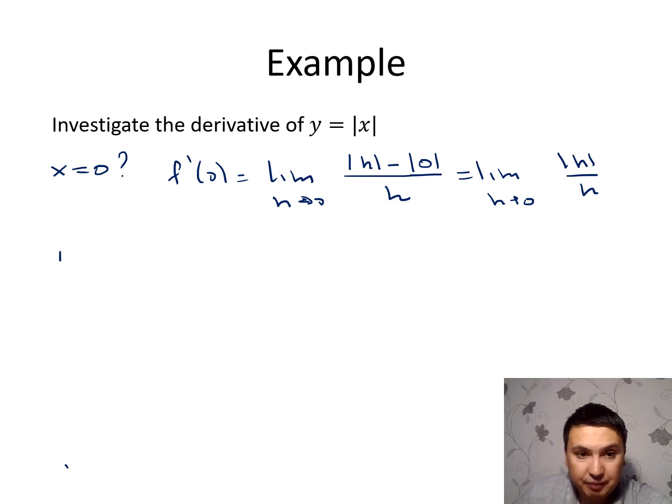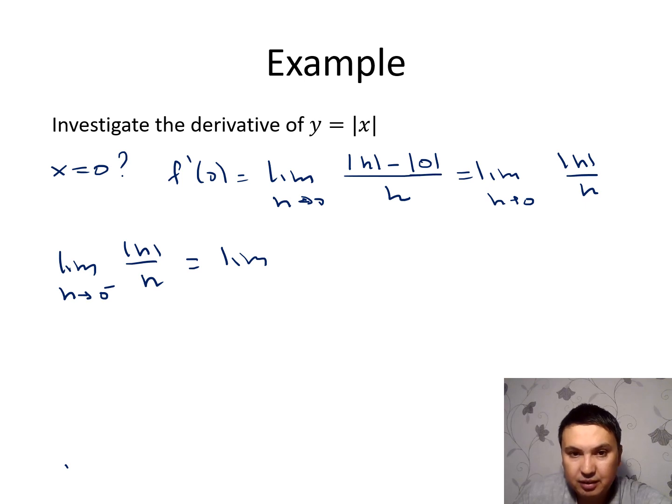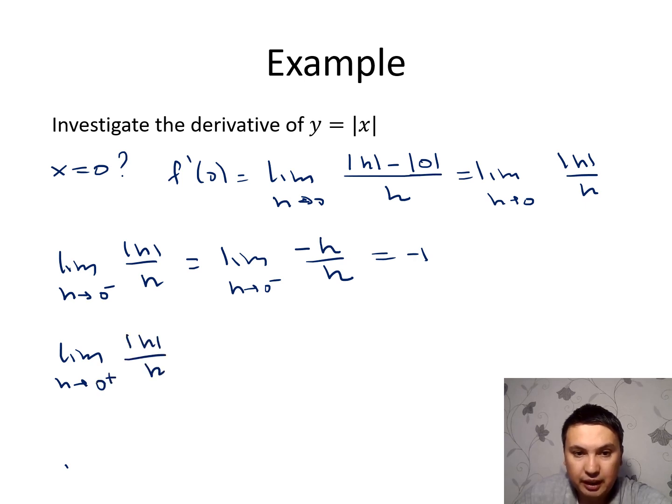If h goes to 0 from left, so let's calculate two-sided limits. If I'm approaching from left, then my h is negative, which means I need to multiply by minus to make it positive. So this becomes minus h over h. H goes to 0 from left, so this becomes minus 1. Now let's approach from right. If I approach from right, then h is positive, so this absolute value of h is simply h. This is h over h. So this is simply 1.